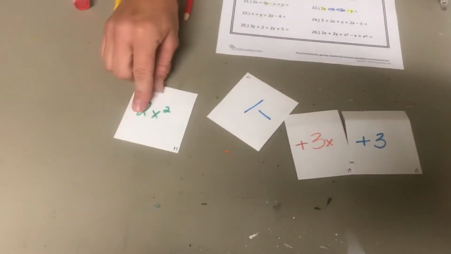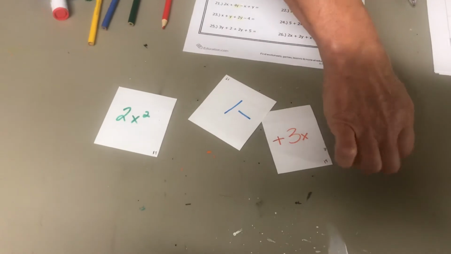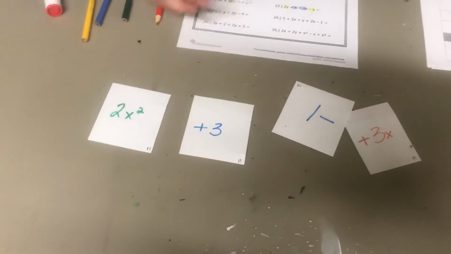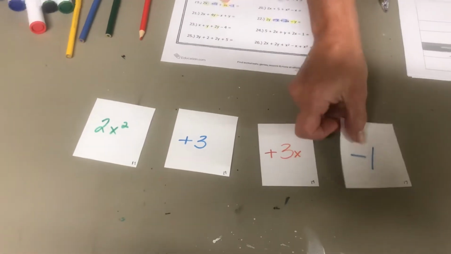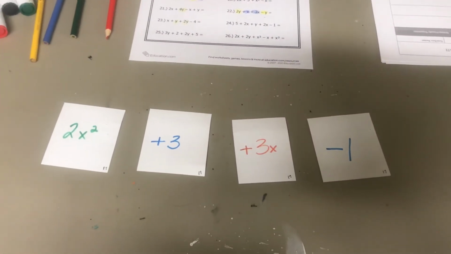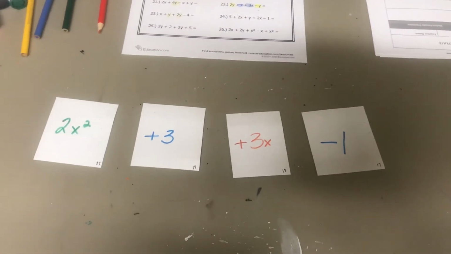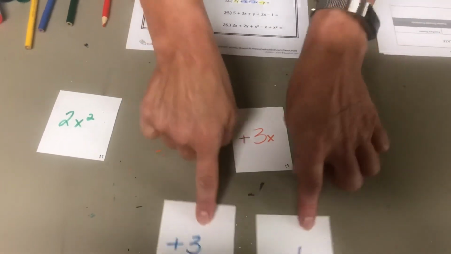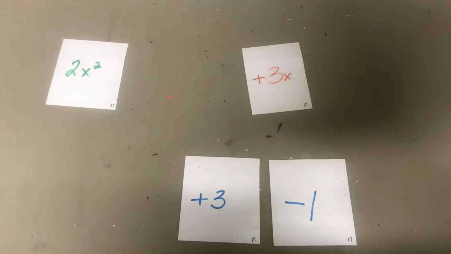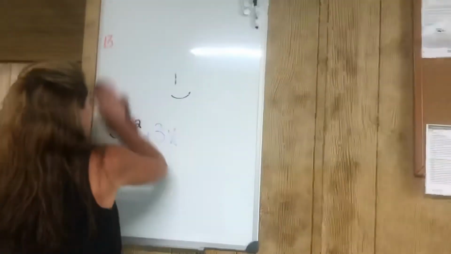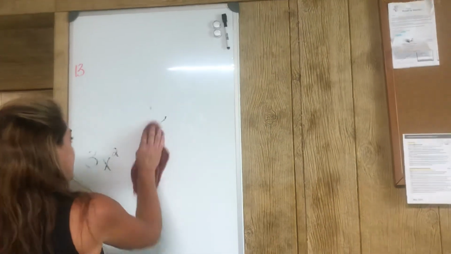Okay, I got these laid out for you. Number 19 says 2x squared plus 3 plus 3x minus 1. Oh no. I only see one thing that can go together. All right, so let's work that one out up here. Again, this is problem number 19.